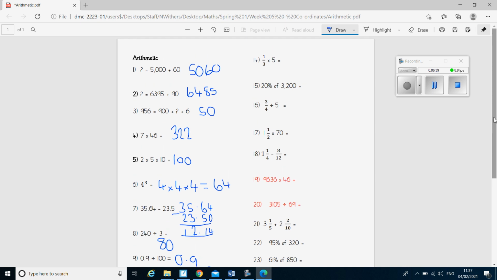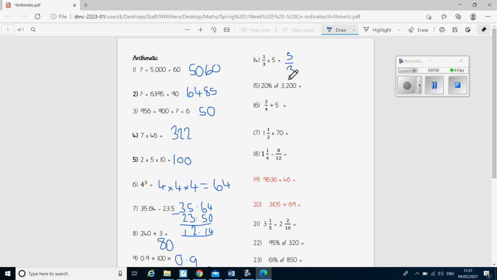Question 14, I've got a fraction times by a whole number. I like to remember t for times, t for top number, so my numerator, or my top number, changes, my denominator stays exactly the same. So 1 times 5 gives me a 5 for the top, and my 3 stays as it is on the bottom.